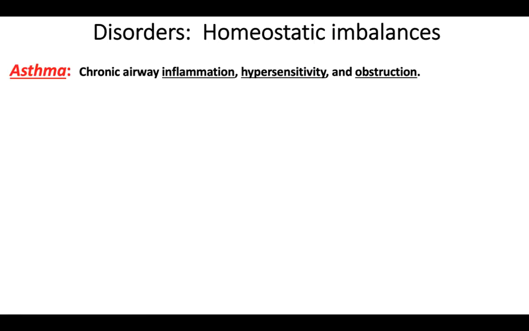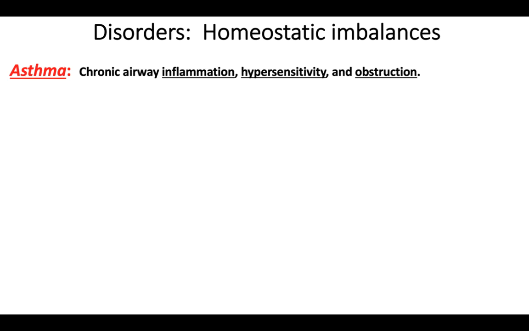Last slide are some disorders, and these are pretty common. So I always tell students, cardiovascular and respiratory are probably the two most important systems you can learn about, because there just happens to be a lot of disorders and diseases that occur with those two systems.